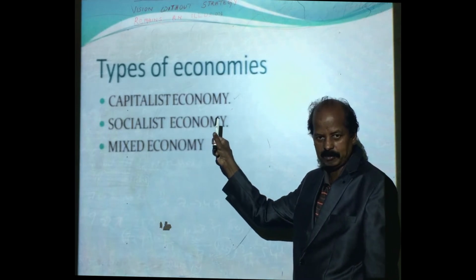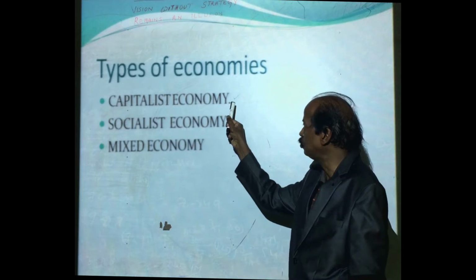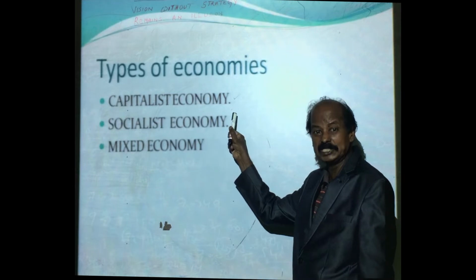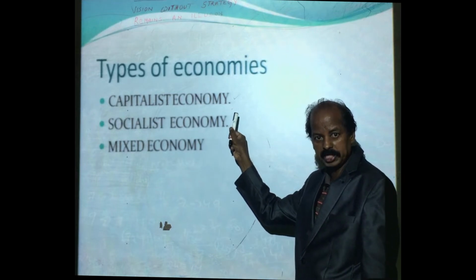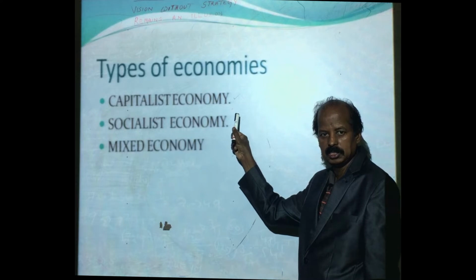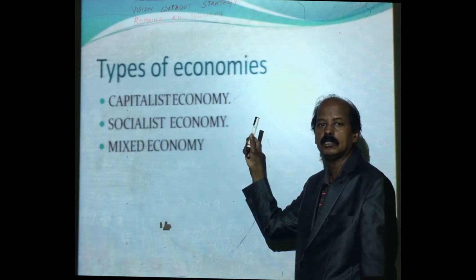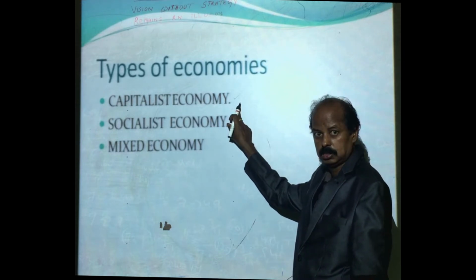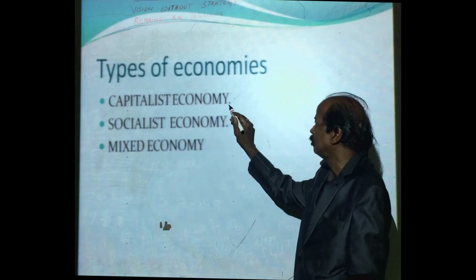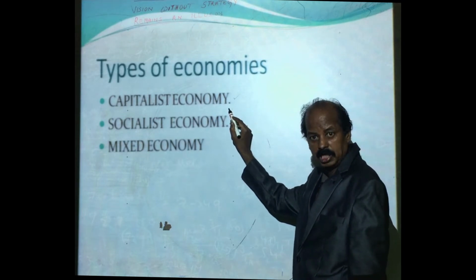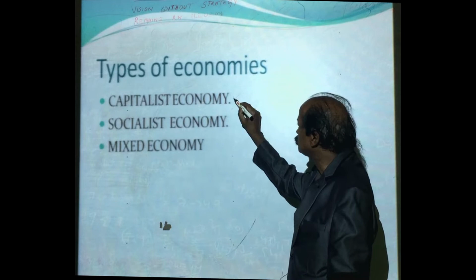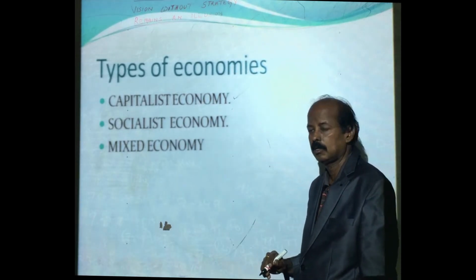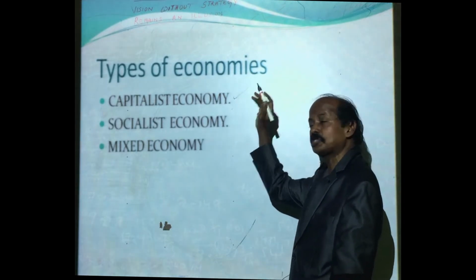This capitalist economy came into existence due to the Industrial Revolution. You know, the Industrial Revolution took place in the UK. With the emergence of the Industrial Revolution, the economic system that came into existence was capitalist economy. Now let us see what is capitalist economy.